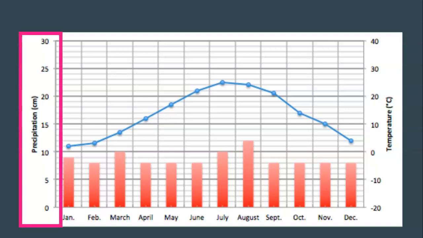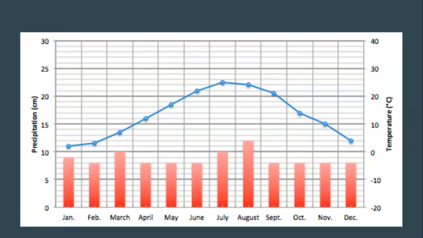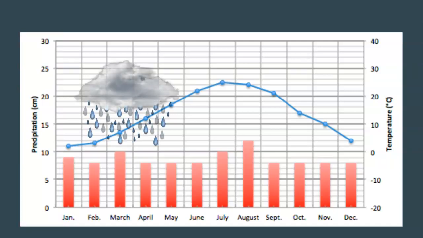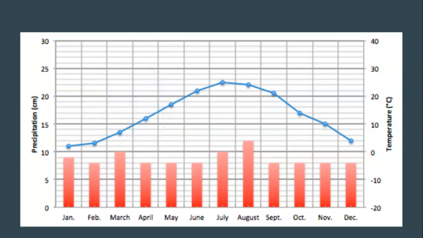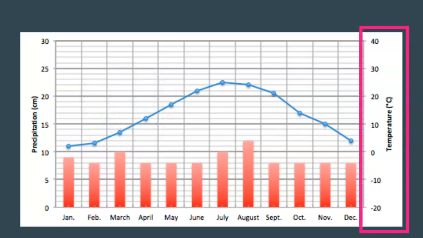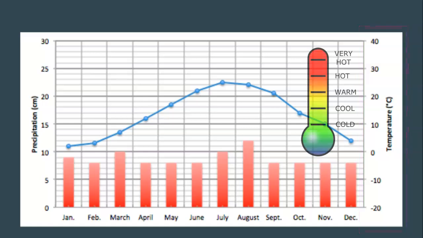On the left-hand side, you'll see the y-axis labeled precipitation in centimeters. This measures how much rain or snow an area gets during the year. Again, it's measured in centimeters. The axis on the right shows you degrees Celsius temperature, or how hot and cold it is throughout the year.